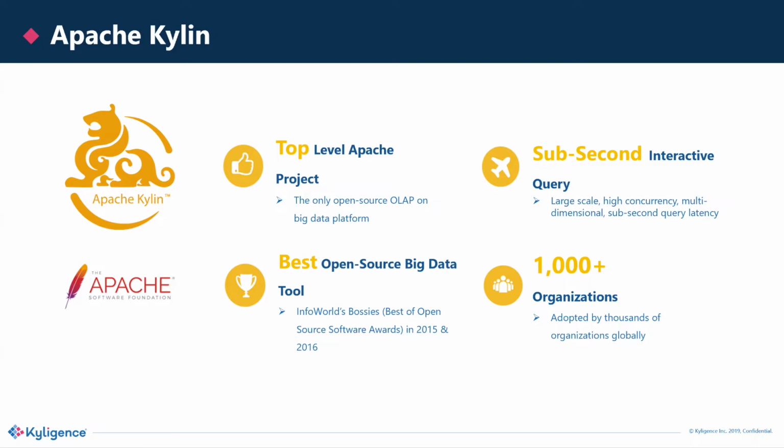Now, Apache Kylin is an open source OLAP solution. It's a top level Apache project. It has been rated as one of the best open source projects for big data. What it provides is sub-second interactive query, and 1,000+ organizations have been using it. It's a proven tool, it's open source, and there is a large community around it.